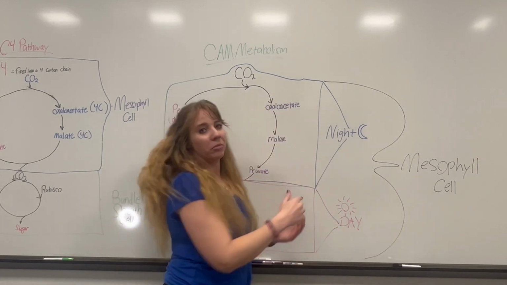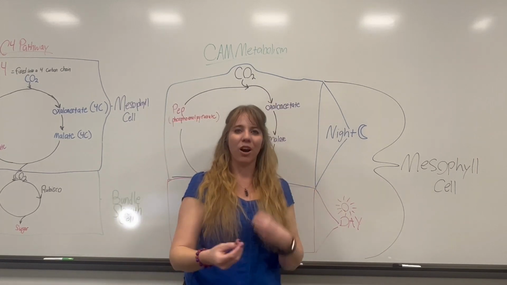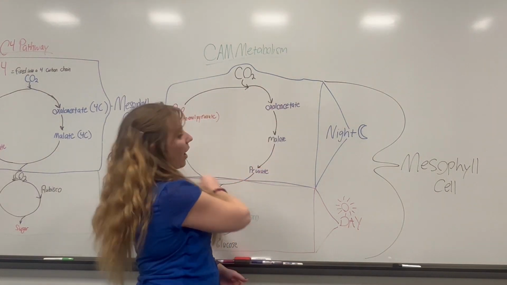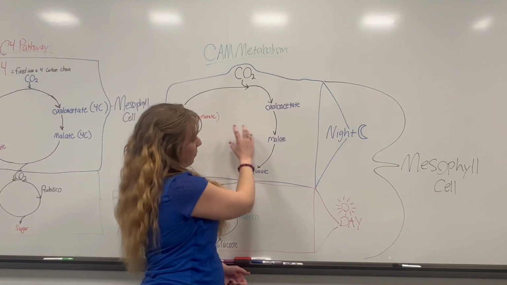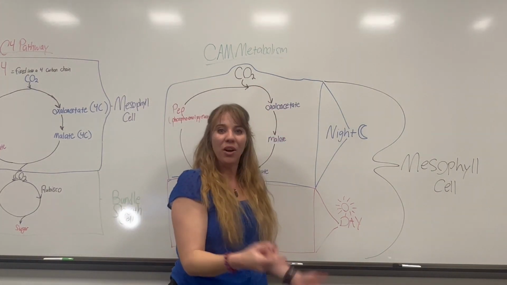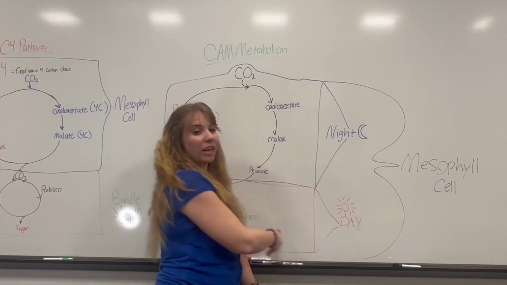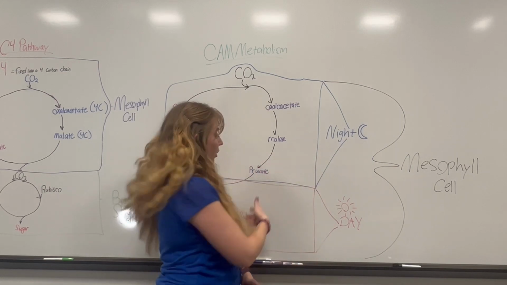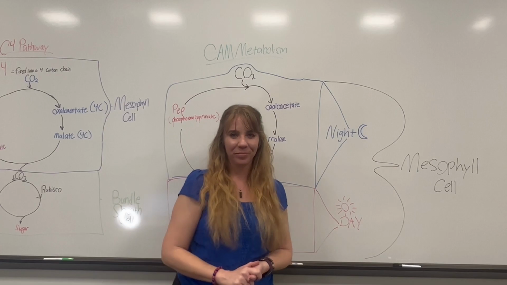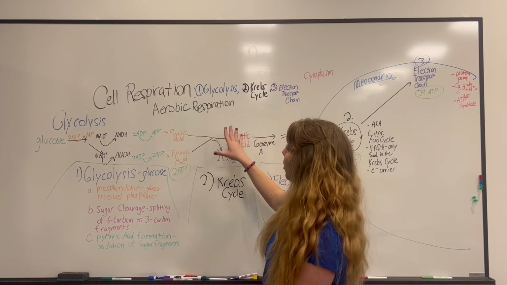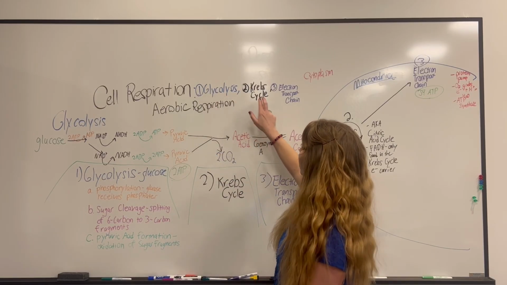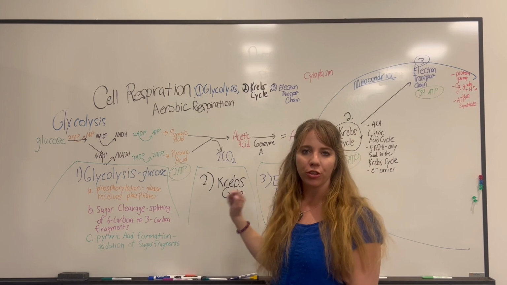So this pathway, it's open, we can receive carbon dioxide, and we can make this happen. So this is happening at nighttime, and it stores it for the next day, when everything's closed, they're still able to produce glucose. They're still able to make this pathway work. Basically, this is cell respiration. We've got glycolysis, Krebs cycle, and the electron transport chain.